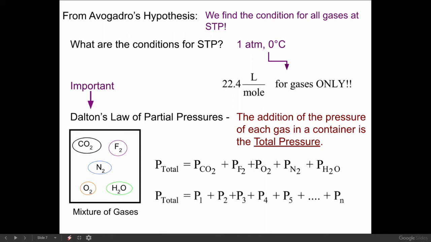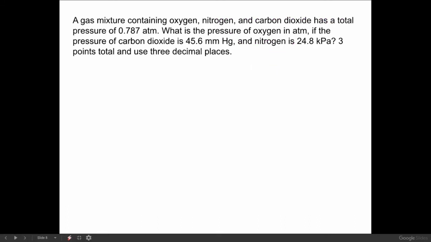So there's a general equation for you. I have an example on the next slide. We have a gas mixture containing oxygen, nitrogen, and carbon dioxide, and its total pressure is 0.787 atm. What is the pressure of oxygen in atm? We want the answer in atm, if the pressure of carbon dioxide is 45.6 millimeters of mercury and nitrogen is 24.8 kilopascals.